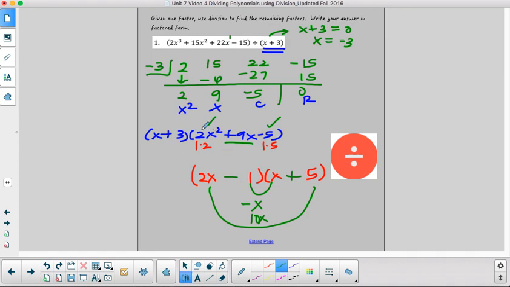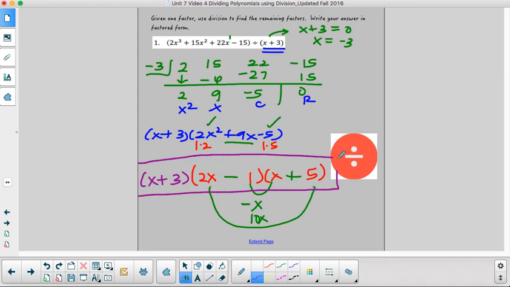So whenever there's a coefficient in front of my x squared, remember from last trimester, it's a little bit more work to do the guess and check, but there is my quadratic factored. And then to get my final answer, I still just keep this x plus 3 along. So here is my factored form for example 1.